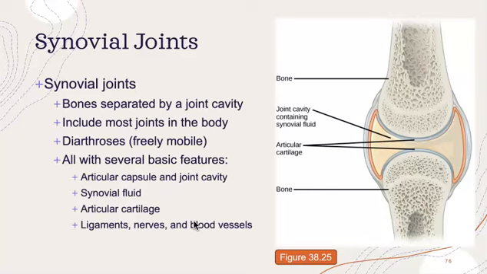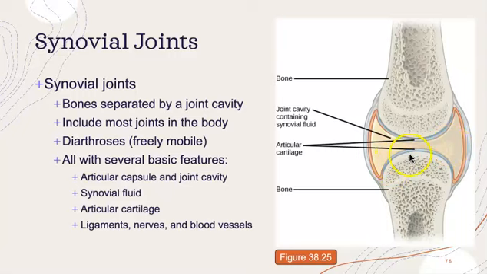These joints are going to have a joint cavity. So you could see that pictured over here, and it's going to include most of our joints within our body. And like we said before, functionally, they are diarthroses, meaning they are freely movable. And all of these will have these basic features. First, we have an articular capsule. So that is this right along in here, that fibrous portion. We also have an inner portion that I'm going to talk about in a little bit. Inside of it, we're going to have a synovial fluid.